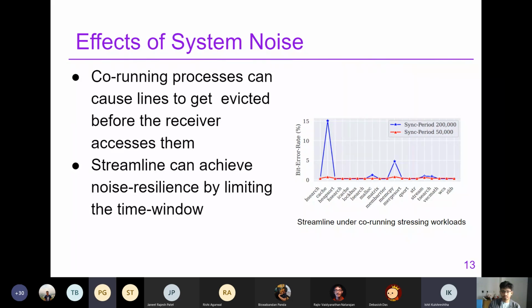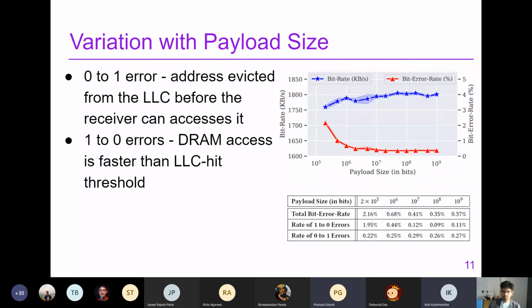Thank you. So in the one page you have shown the error, where you have mentioned that for the 1 to 0 errors, DRAM access is faster than the LLC hit threshold. DRAM usually takes more time, so can you clarify that point?